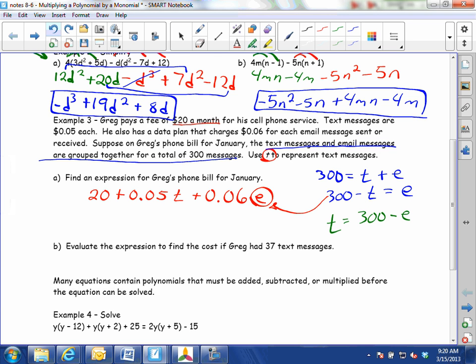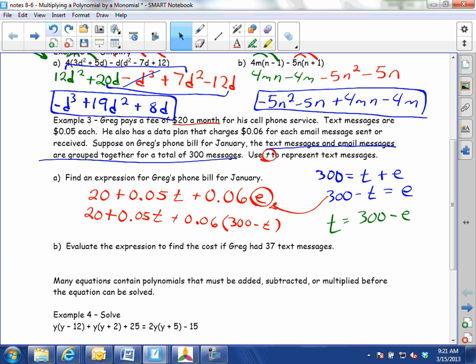So you're right, we're going to plug it in. So we have 20 plus 0.05 times text plus 0.06 times parentheses 300 minus the text. We don't know how many texts or emails he got, but we know together they make 300, and they just want us to go in terms of text messages. Okay. Can we simplify it a bit?